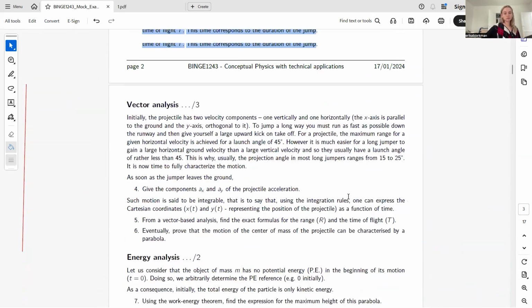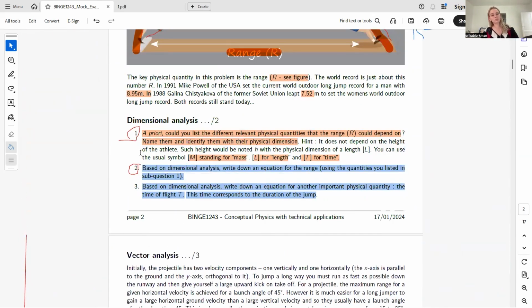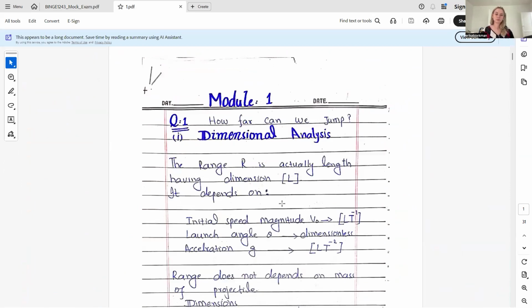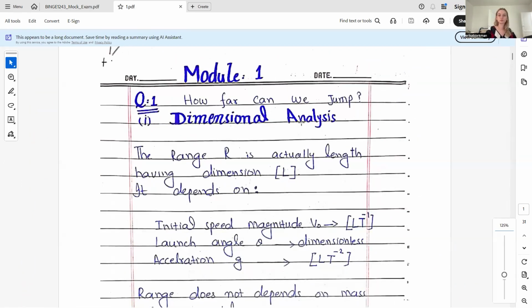Okay. So I want you to have a look at the questions that I have made on dimensional analysis, just within a minute. You need to check it.